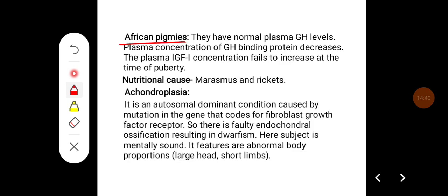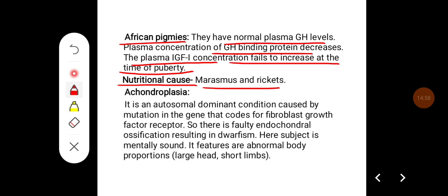African pygmies have normal plasma growth hormone levels. Plasma concentration of growth hormone binding protein decreases here. The plasma insulin-like growth factor 1 concentration fails to increase at the time of puberty. Some of the nutritional causes like marasmus and rickets also lead to dwarfism.